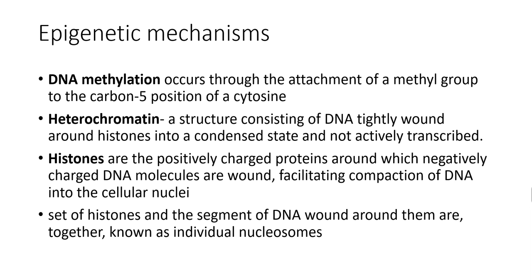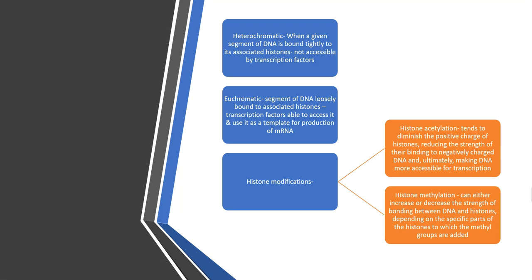What is a histone? Histone is the positively charged protein around which the negatively charged DNA molecules are wound, which facilitates DNA becoming very compact, tightly compact around each other in the nuclei. A set of histones and the segment of DNA wound around them are together known as an individual nucleosome. So this is just a terminology that you should know. What is a nucleosome? The histone and the DNA all together is known as a nucleosome.